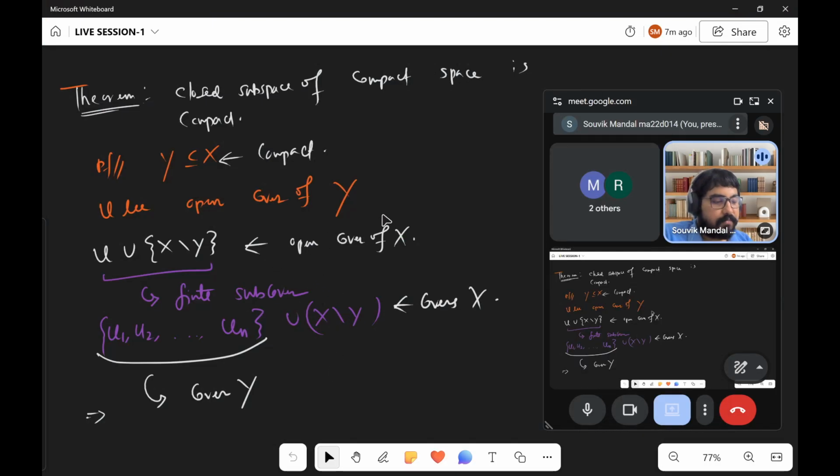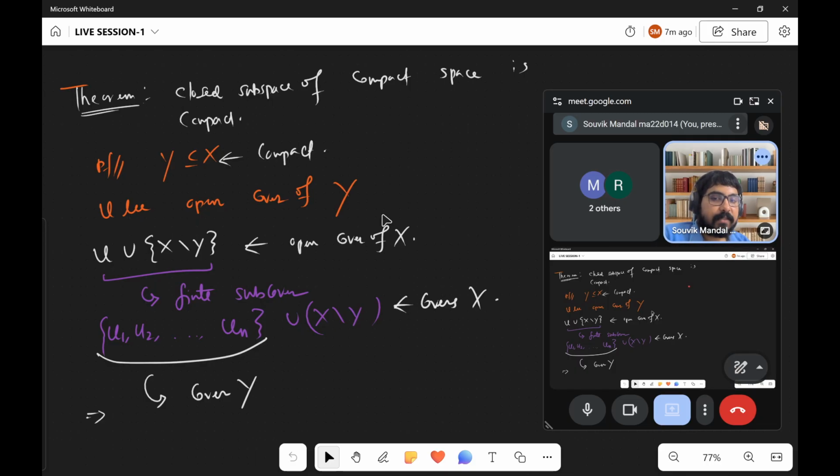So in this problem, basically what we're doing is that we're trying to show that a closed subspace of a compact space is compact. For that, how do we start? We start with Y, which is a closed subspace of a space X, and X is compact. And we need to show that Y is compact, correct? Okay, sir. So in order to show compactness, what do we need to do? We need to start with some open cover and show that the open cover admits a finite subcover. You must know that, right?